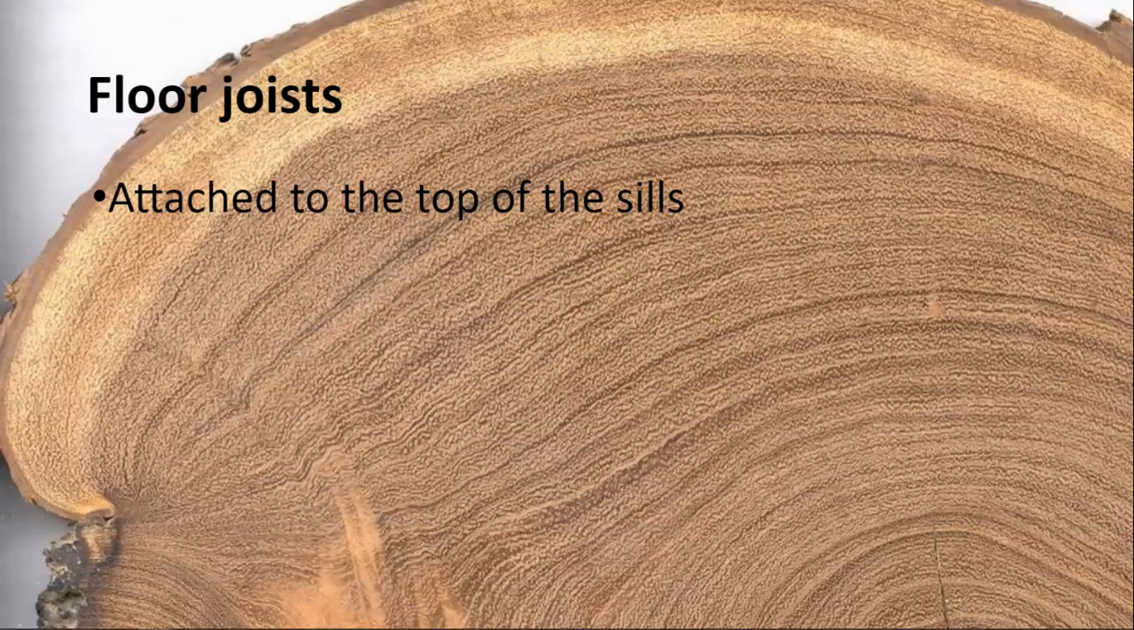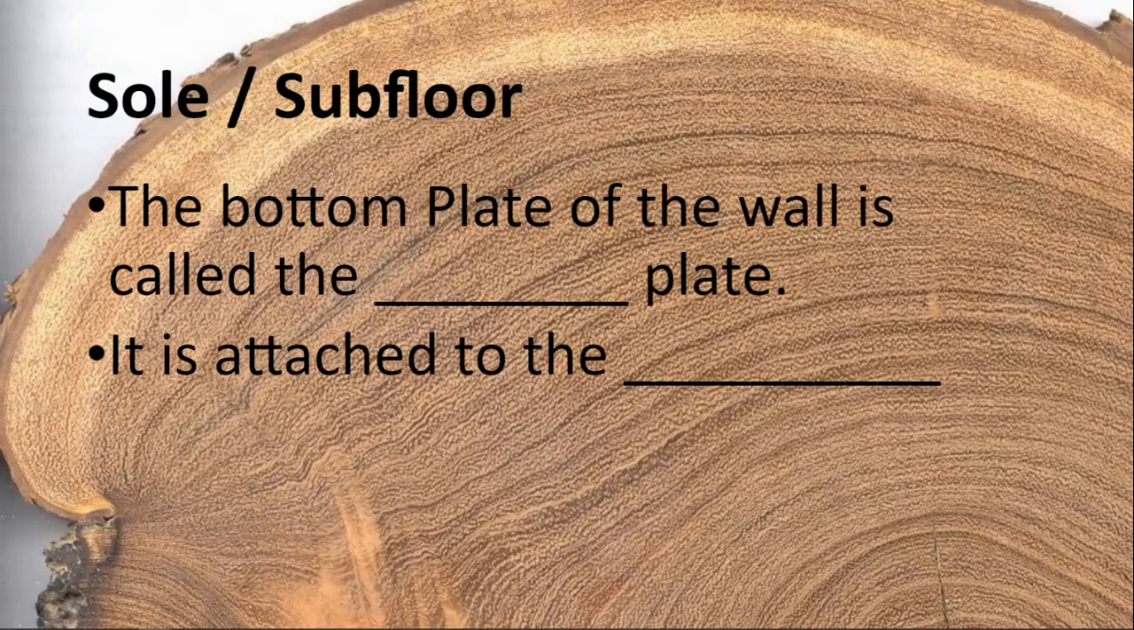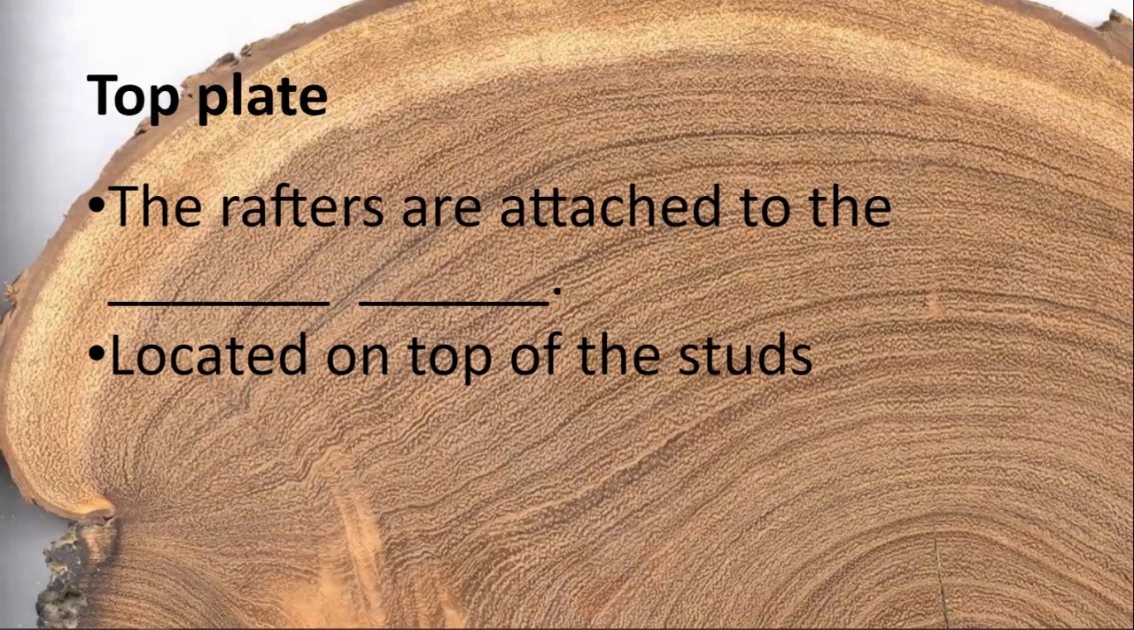So the joists are going to be attached to the top of the sills. Then afterwards, we put down a subfloor, which is you put plywood down over top of them. It gives you an area to walk on. And then on top of your plywood, we have this thing called a sole plate, which goes around the outside edge. And that is the bottom of our wall segment.